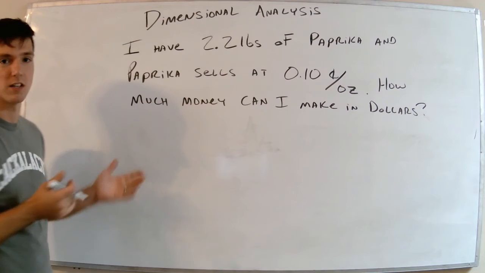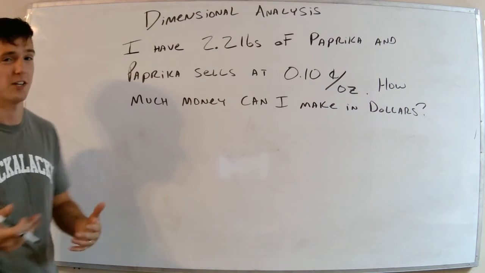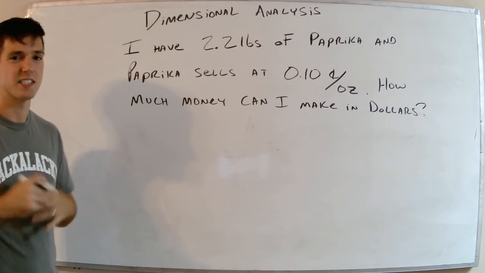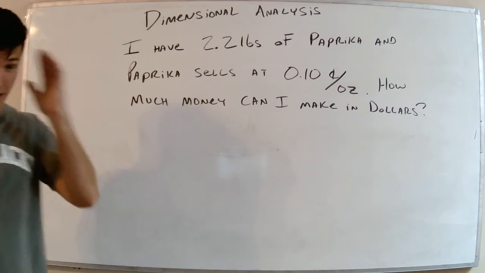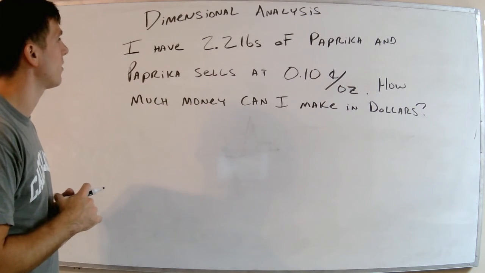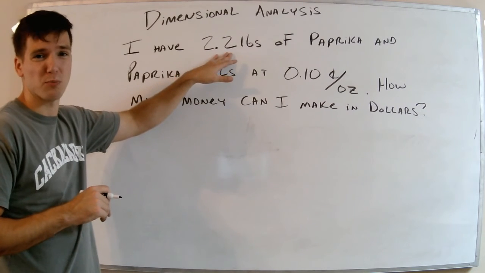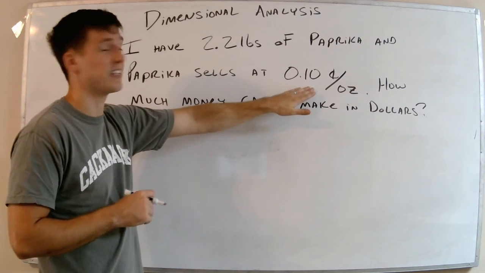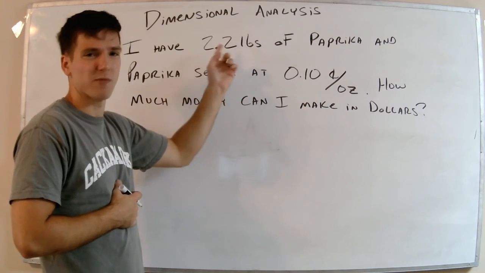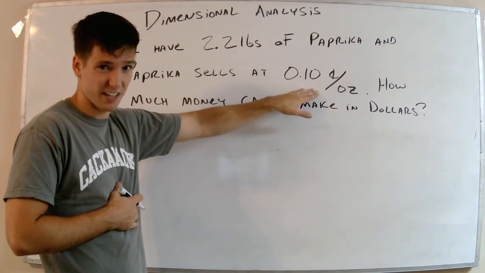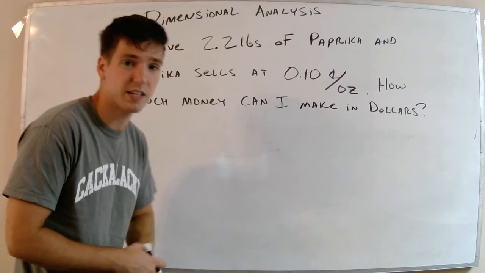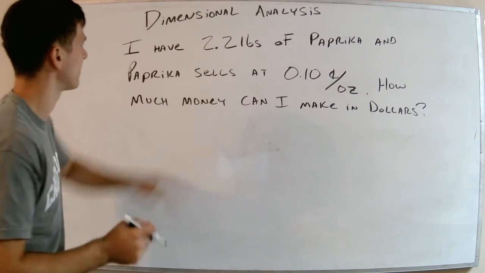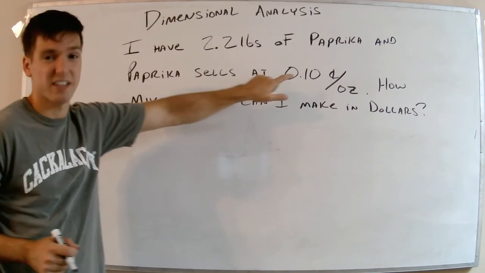Take a second, look at this, and think, what can I do? Pause the video and think, where should I start? Okay. So I need to get to dollars at some point. I'm trying to think backwards here a little bit. All I have right now is 2.2 pounds of paprika. But luckily, I know that paprika sells for 10 cents an ounce. So if I could somehow convert this to ounces, I could figure out how many cents I can make, and then how many dollars I can make. So let's first get this to ounces.